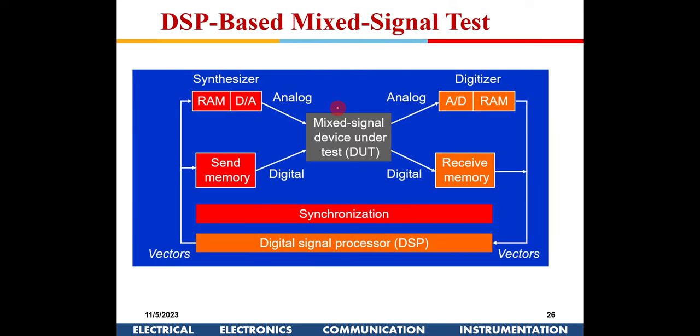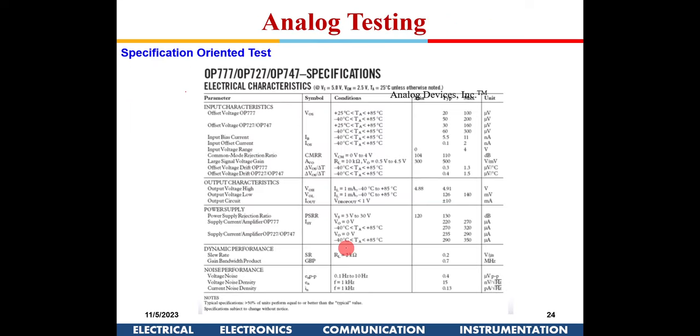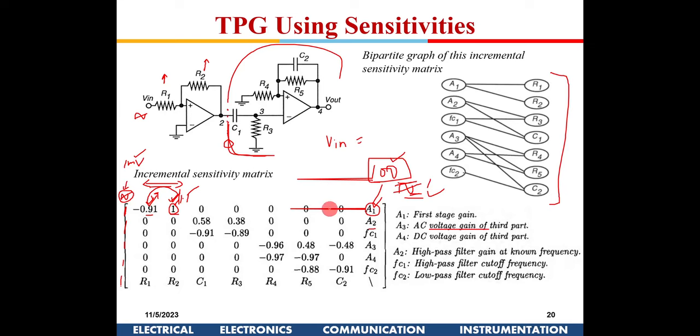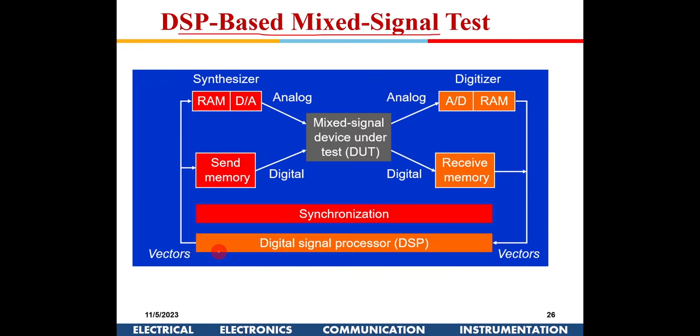Now most of the modern day analog testing is DSP based. What I mean by DSP based is that I'll have a digital signal processor which will generate the signals. From this we define what the parameters are which can change, and we decide the test vectors from this. Now from the DSP I give some signals to a synthesizer, which will generate the analog signals for the circuit, which is my circuit under test.